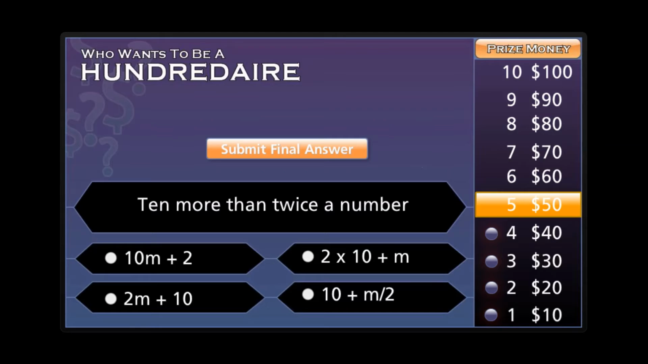Ten more than twice a number. So if it's twice a number, it would be this one and then plus 10. So if there isn't a sign in the middle, an addition, subtraction, multiplication, or division sign, then it means multiplication. You might want to keep that in mind. It could be very helpful.